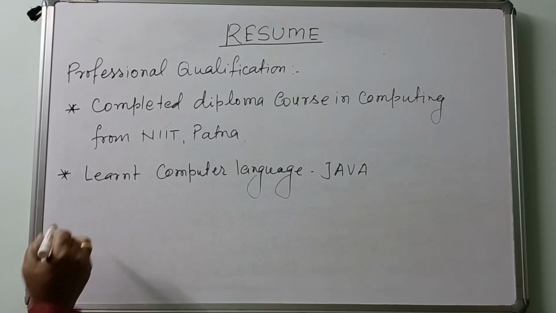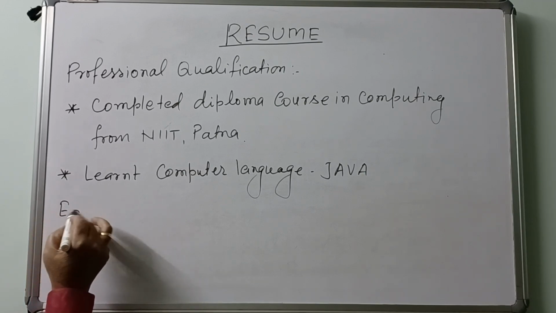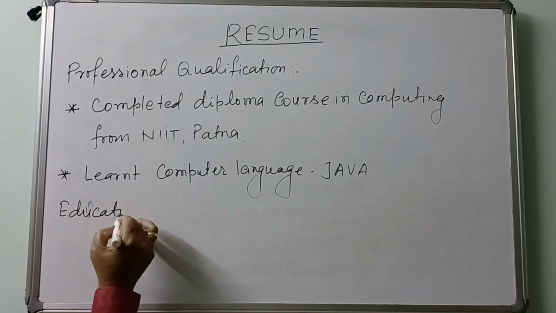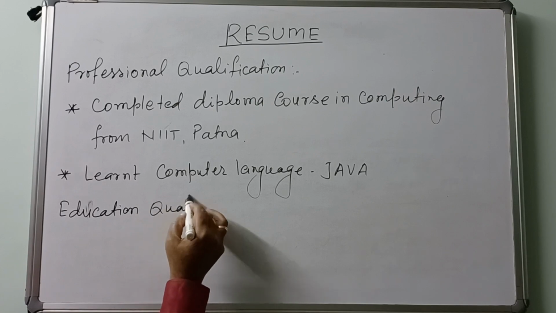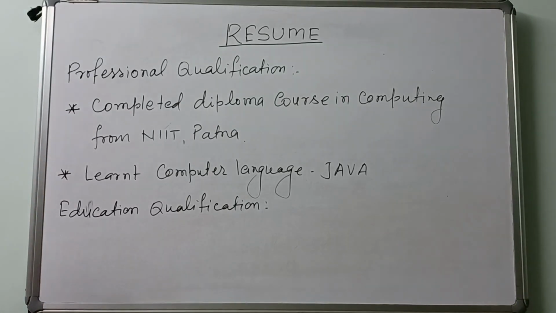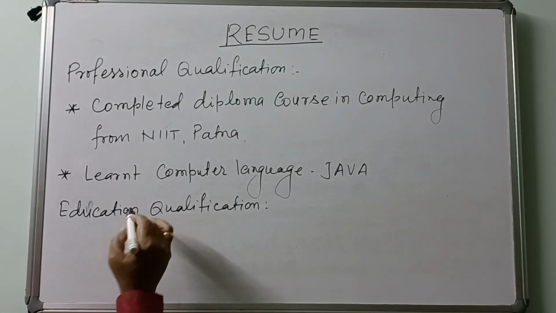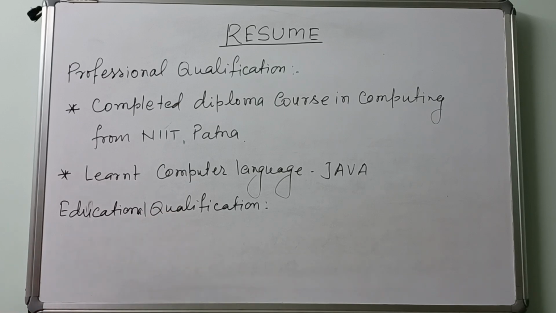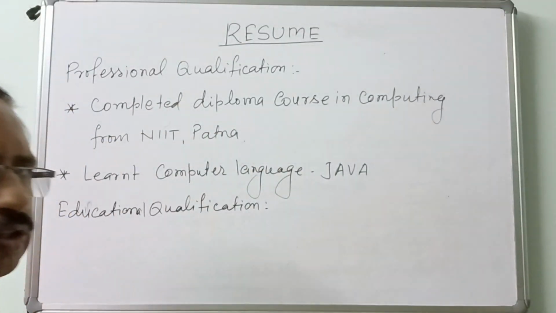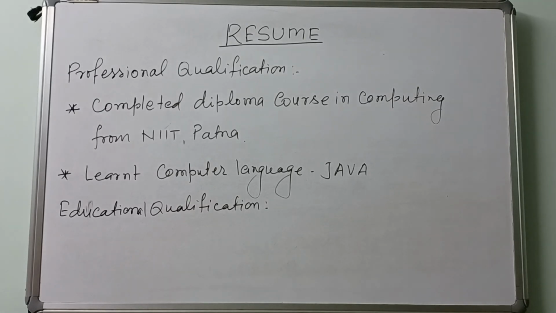Now we are coming to the educational qualification. So here we are going to give the heading educational qualification. As we know, once we write the educational qualification, we have to follow the first thing, which is known as the descending order. Descending order means the highest qualification will be mentioned first and then the lowest one, and so on.